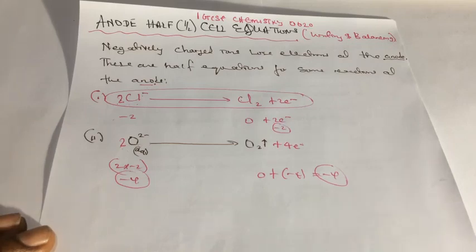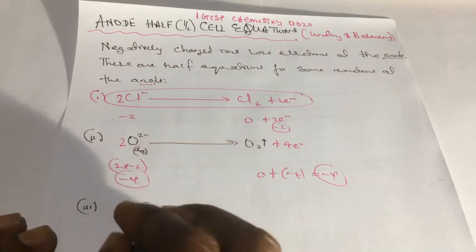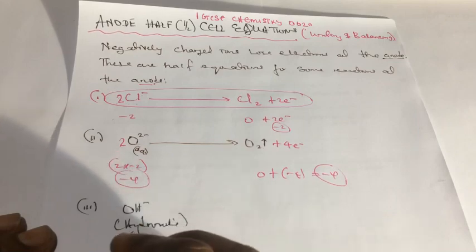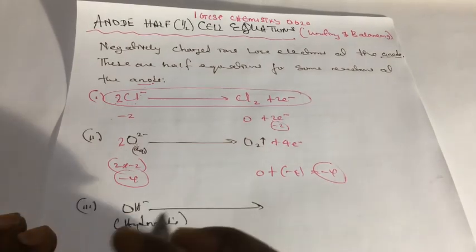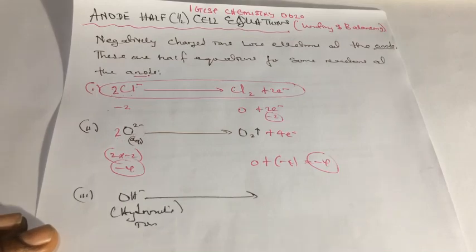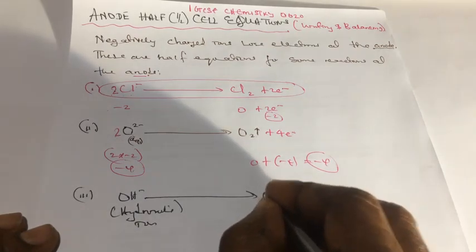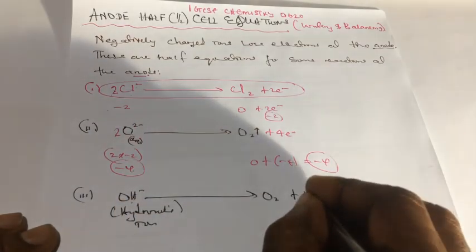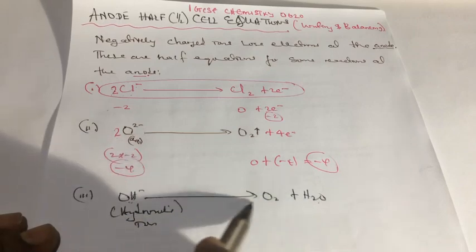Now let's look at another one which is more interesting, the hydroxide ion. This is the hydroxide ion, probably from what? Water. So if this gets to the anode, what are the products? Definitely oxygen is here. Then you balance the hydrogen, and you add what? Water, right? For the hydrogen, you write water, and for the oxygen, you write this.